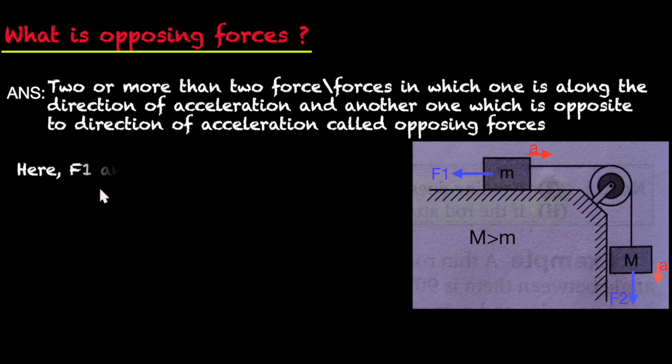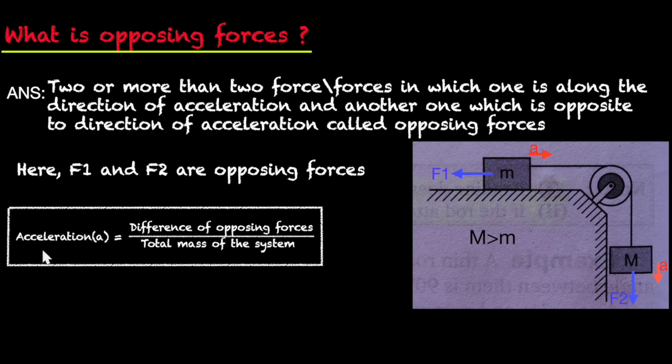Now what are F1 and F2 here? F1 and F2 here are the opposing forces, because you can clearly see these are the forces opposing the direction of motion. So in our case F1 and F2 are the opposing forces. Whenever you want to find the acceleration of the system, you simply use the difference of opposing forces divided by the total mass of the system.